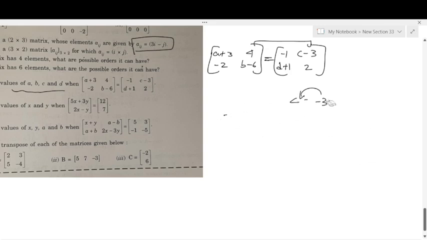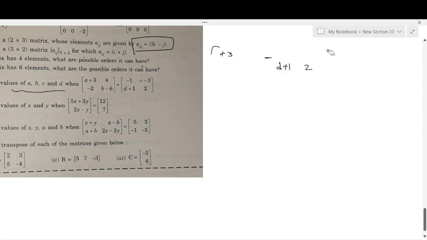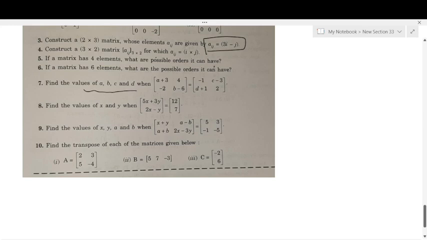Fine, we'll do one thing. The next two questions will take some time. We'll do it on Wednesday. So for today's test, I won't give the next two equations, the next two questions. 8 and 9 I won't give.